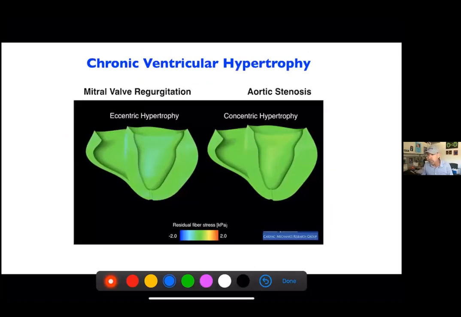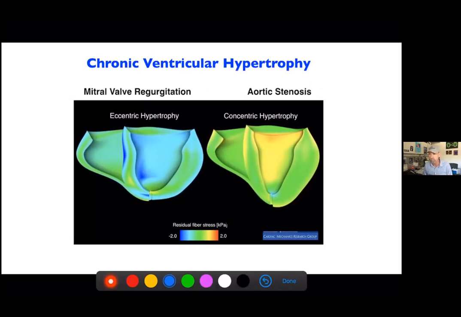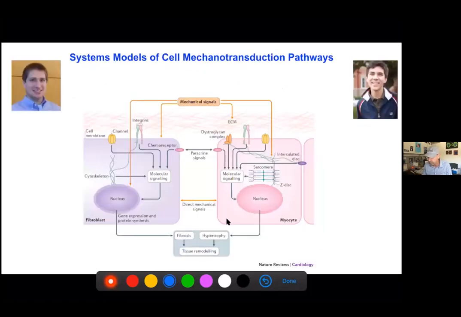And the simple short answer is when we put those rules into a model, this is what happened over a period of a month or so. In the model where we increased the filling pressure, it dilated like eccentric hypertrophy. In the model where we increased the resistance, the arterial pressure, we got concentric hypertrophy and thickening. So something about this really, really simple-minded idea seems to actually work. But this is just a purely empirical idea. There's no biology here, right? So this brings me to the last part of the talk where we talk about systems biology.